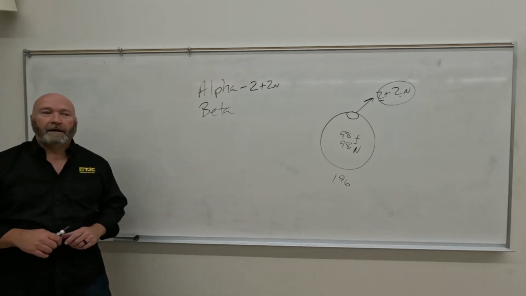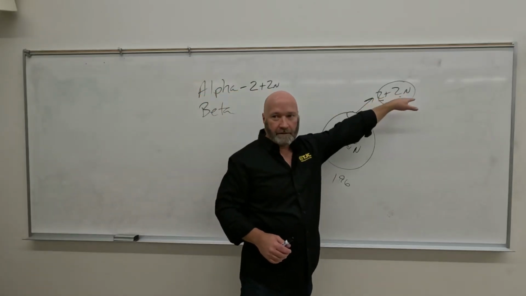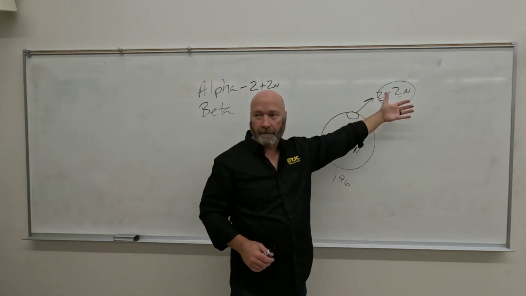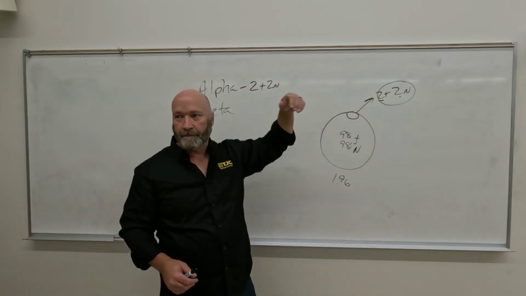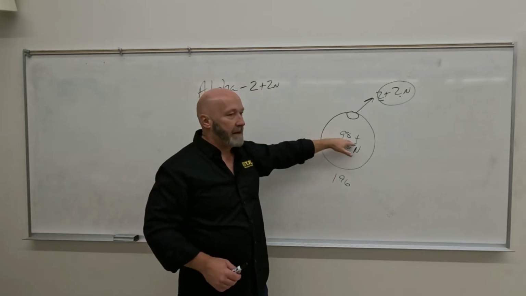Everybody good with that? Alpha decay, we get a helium nucleus. That's two protons, two electrons kicked out of the nucleus. And, you know, it's going to go grab a couple of electrons, and it's going to be helium. Okay? So what happened there is our atomic number decreased.